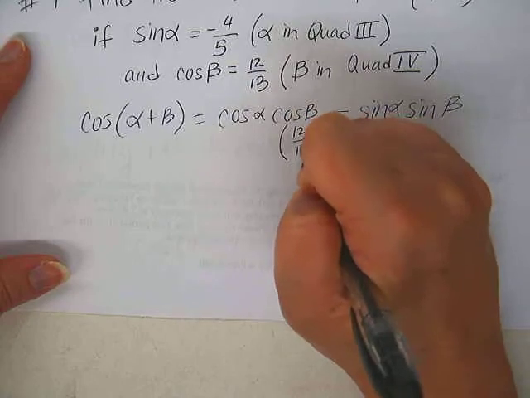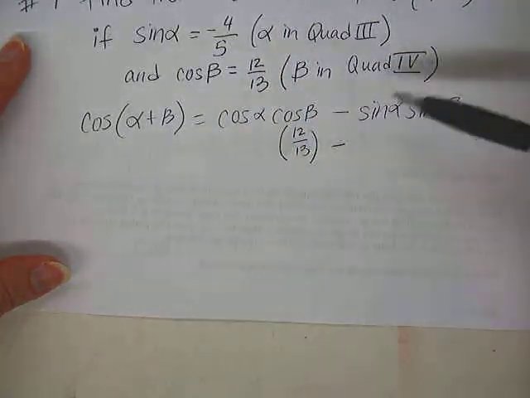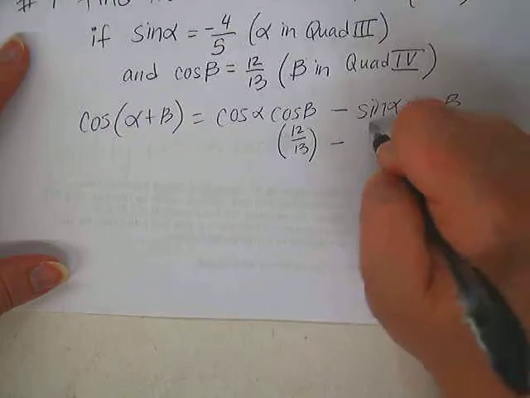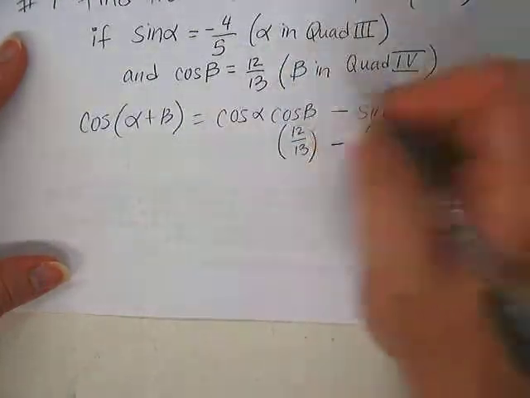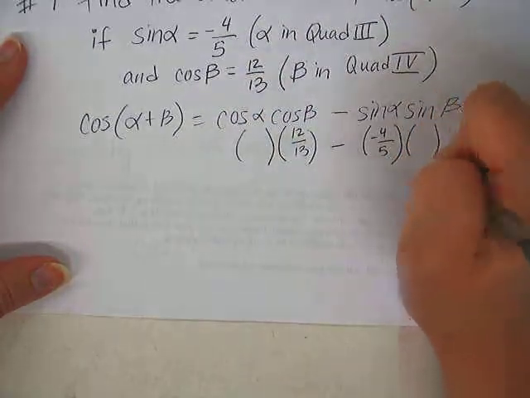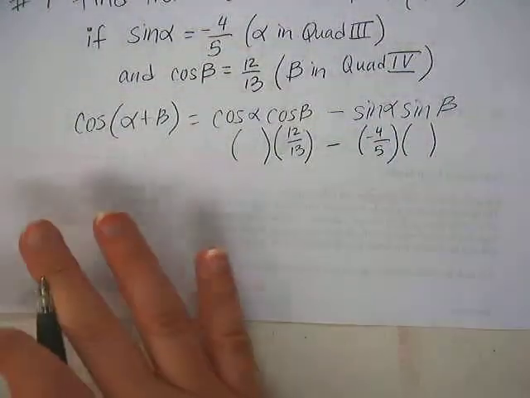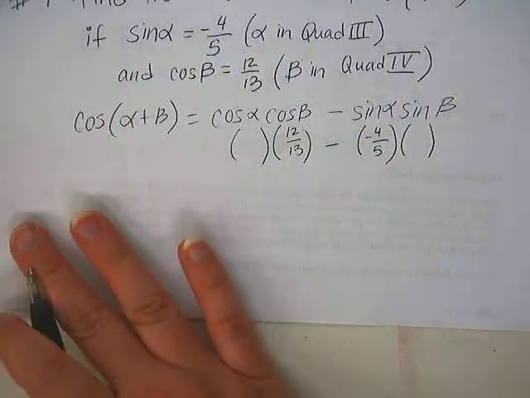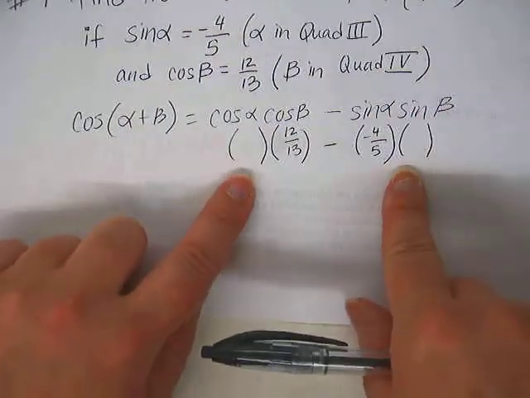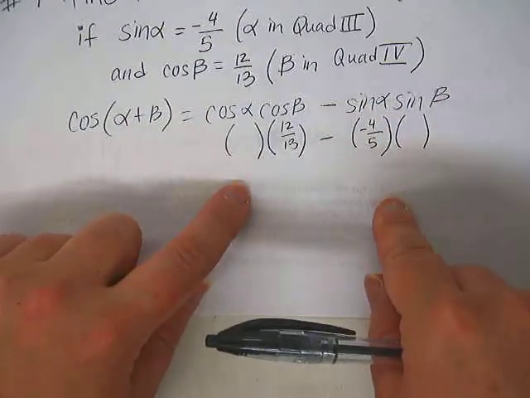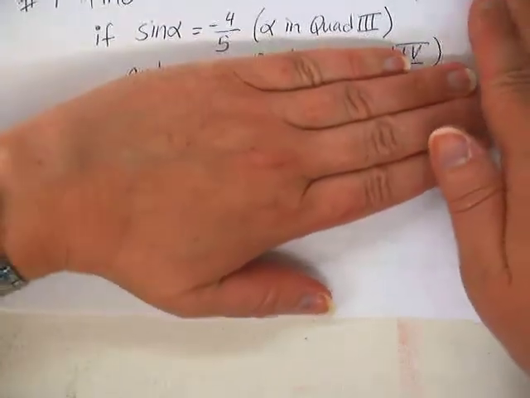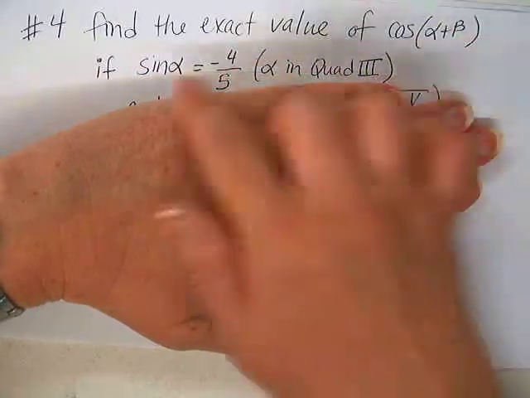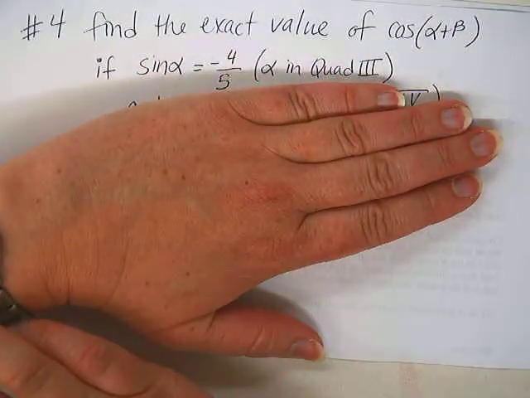So cosine alpha, we don't know that one yet, so it's not given to us. Cosine beta was given. It's right there. Should we put that into our formula? Then sine alpha was given, but sine beta was not given. So we don't know this piece and we don't know that piece, but as soon as we know them, we can multiply our fractions, combine them together, and we'll have an exact answer without even knowing what the angles are. That's fine.